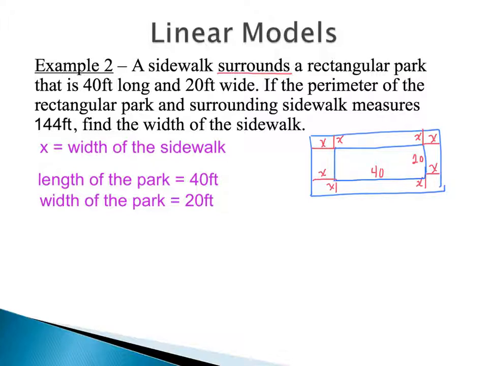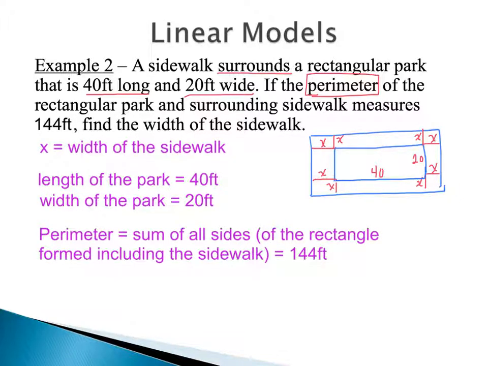Now, another key piece of information, so we got that 40 feet long, that 20 feet wide, is if the perimeter of the rectangular park and surrounding sidewalk measures 144 feet. But perimeter, you need to remember, means that we're adding up all of the sides, and we're adding up all of the sides of the rectangle formed, including the sidewalk. So what we're talking about then would be this length down here, and then this width up here. So it's important to understand that we're going to need to figure out what that length and that width is in order to move forward with the problem.